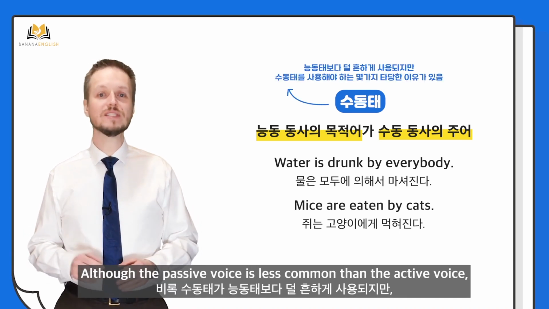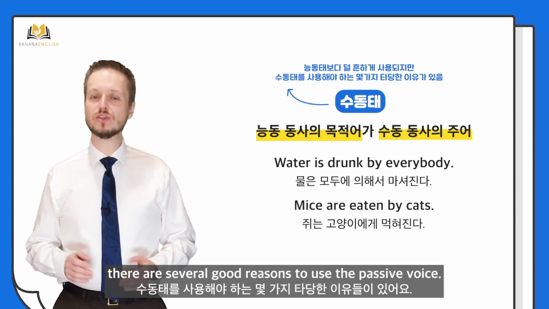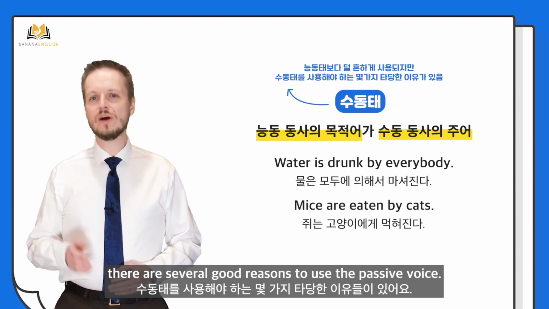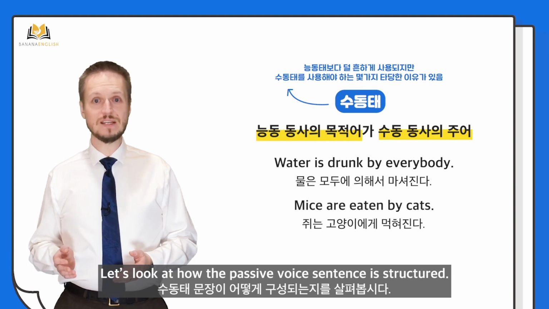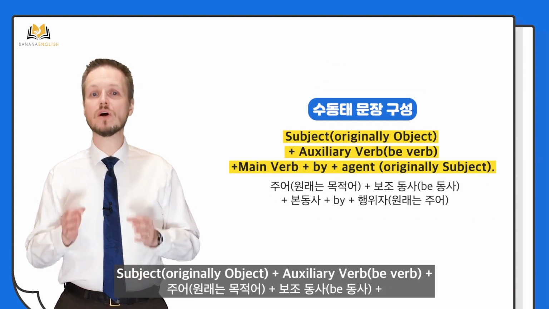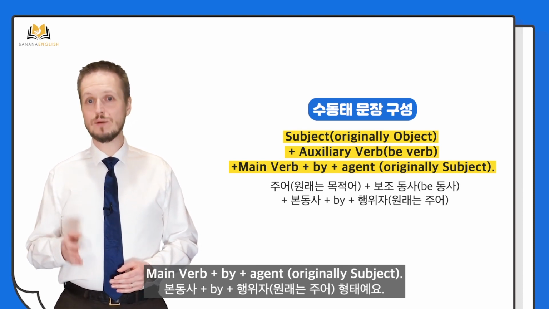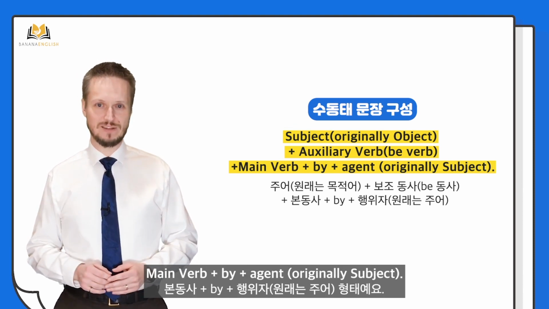Although the passive voice is less common than the active voice, there are several good reasons to use the passive voice. Let's look at how the passive voice sentence is structured. Subject, originally object, plus auxiliary verb, be verb, plus main verb, plus by, plus agent, originally subject.